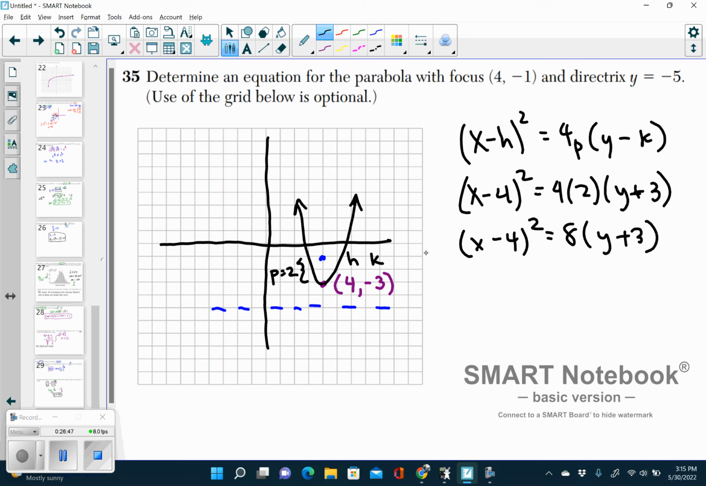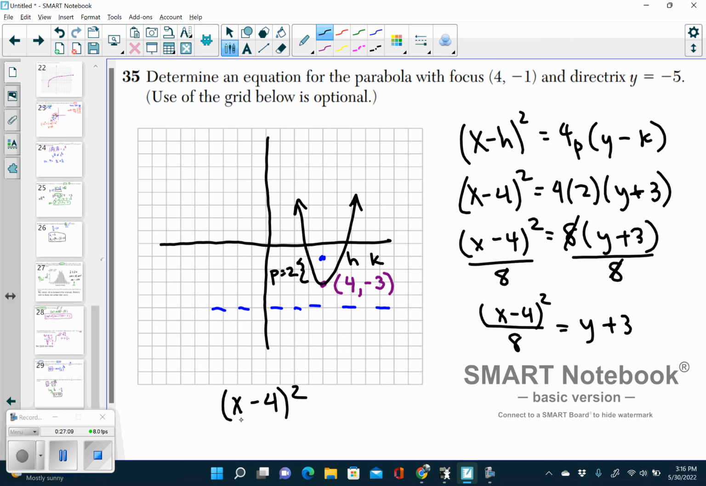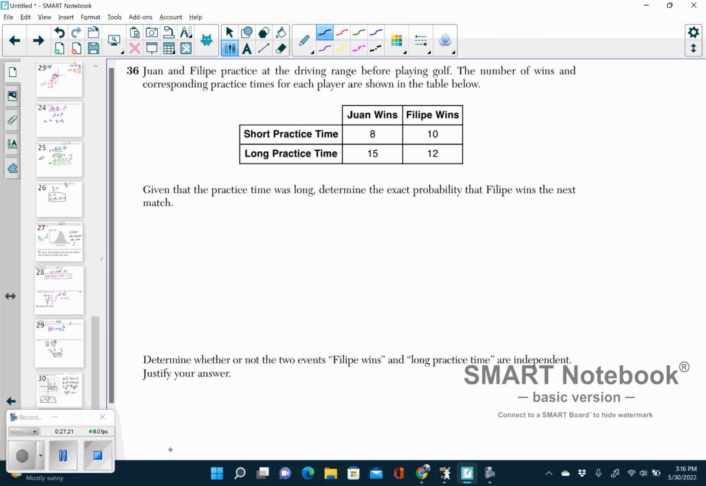(x minus 4) squared. Since it's not telling me to do anything with this, I could technically leave it like this, but I'm not going to because I'm the teacher. So I'm going to divide both sides by 8. So boom. So I have (x minus 4) squared over 8 is equal to y plus 3. Subtract 3 from both sides, and my final answer is going to be (x minus 4) squared divided by 8 minus 3 is equal to y. So here's my equation of my parabola. Okay, that's question 35.